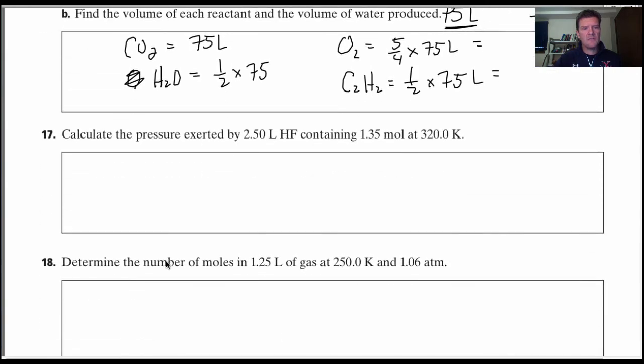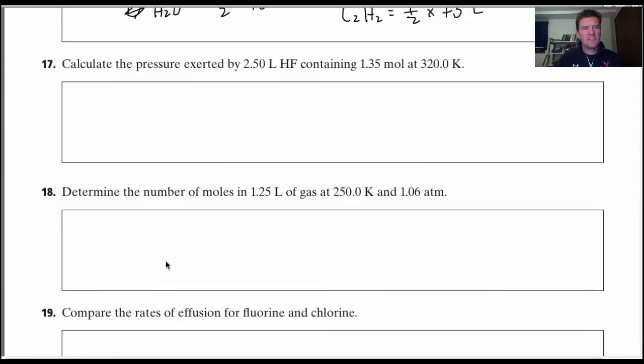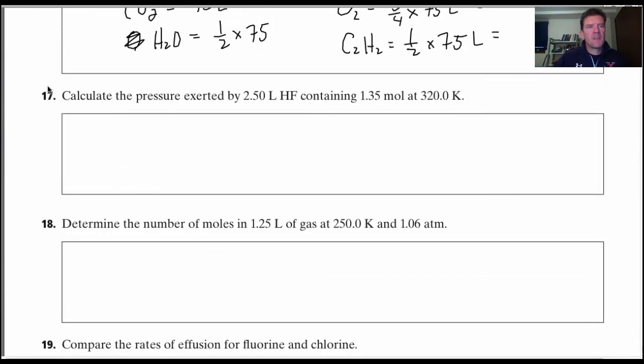Okay, next one here. I think we got just 3 more and we'll be done. 17. Calculate the pressure exerted by 2.5 liters of hydrogen monofluoride containing 1.35 moles at that temperature. Okay, now here's where we're going to use the ideal gas law.